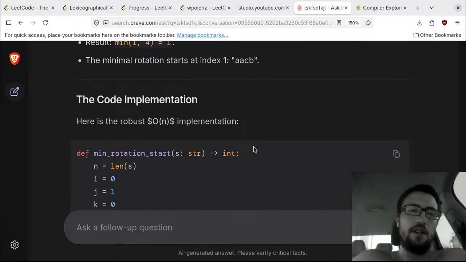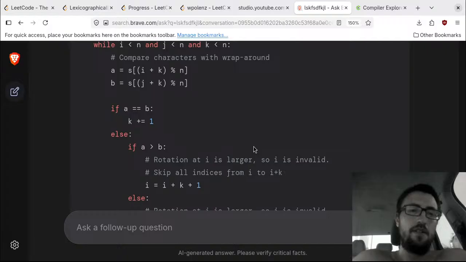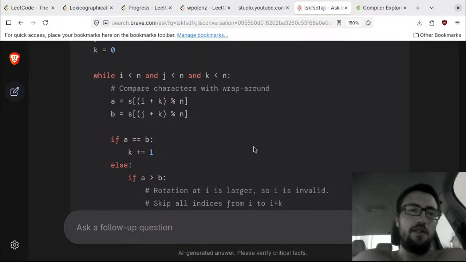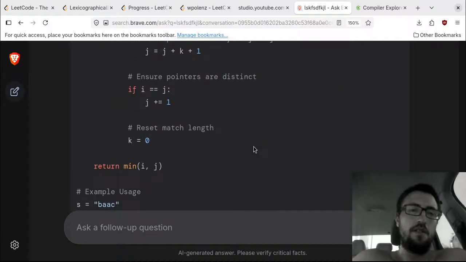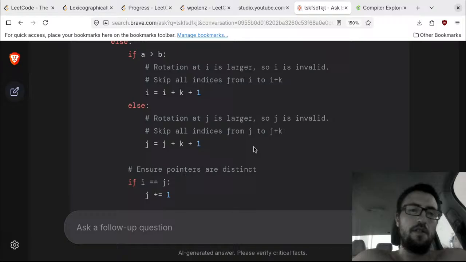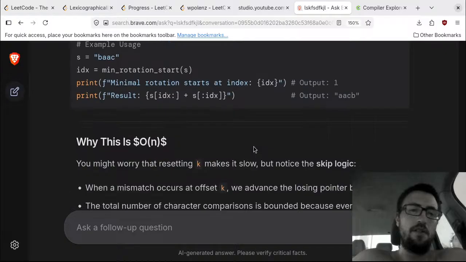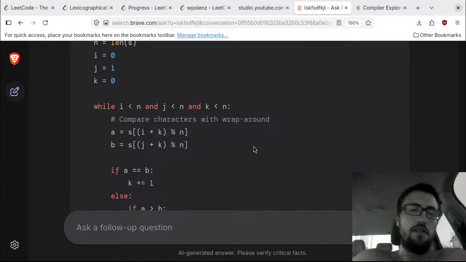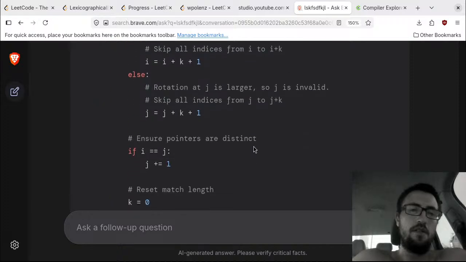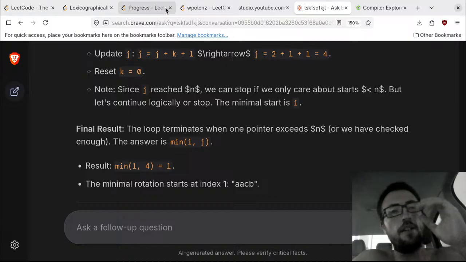I think this is Python code. Interesting. All right, let me see if I can implement this. I think I understand.